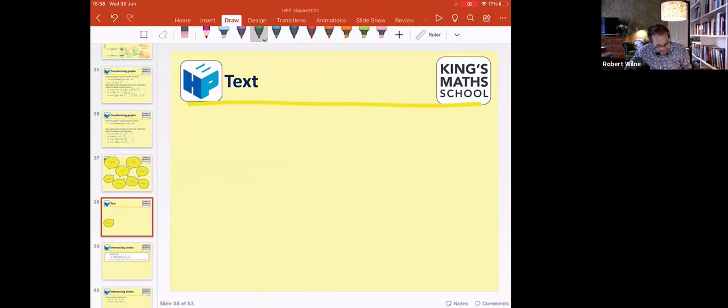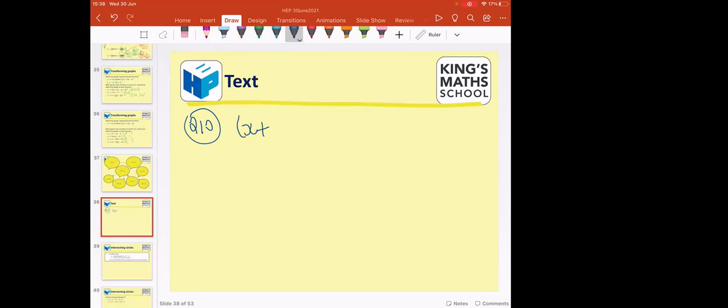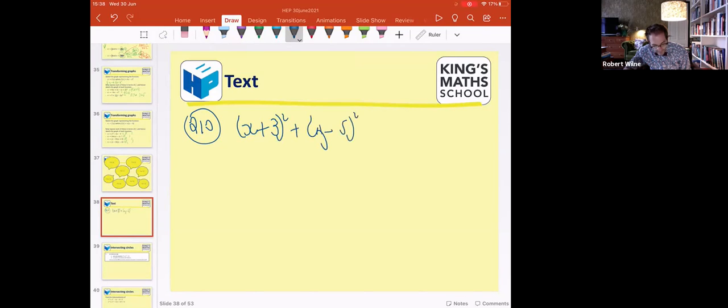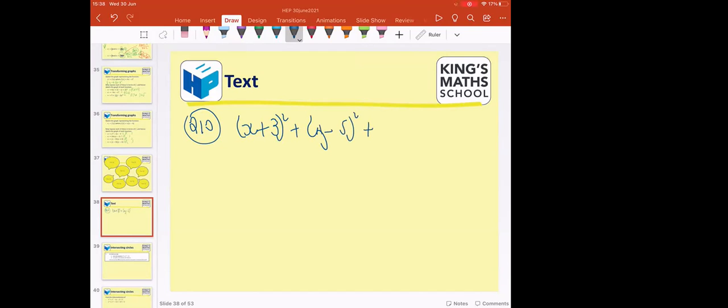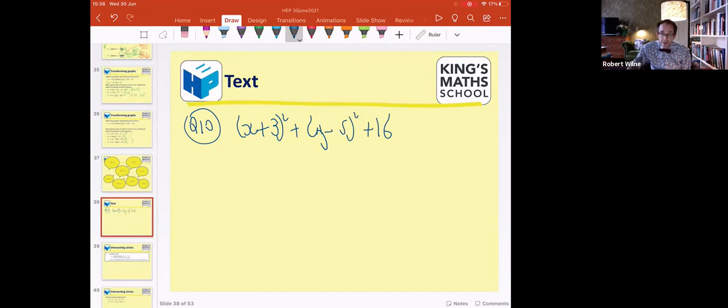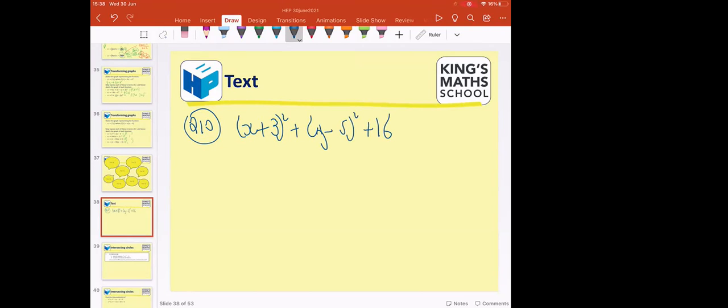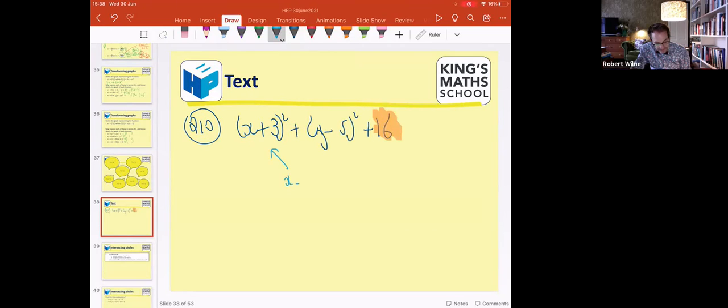Right. So yes, question 10. You're absolutely right, and I think from memory that's correct as well. It was x plus 3 the whole squared, plus y minus 5 the whole squared, plus 16. That's what you get. So the minimum value is 16, achieved when x is -3 and y is 5.